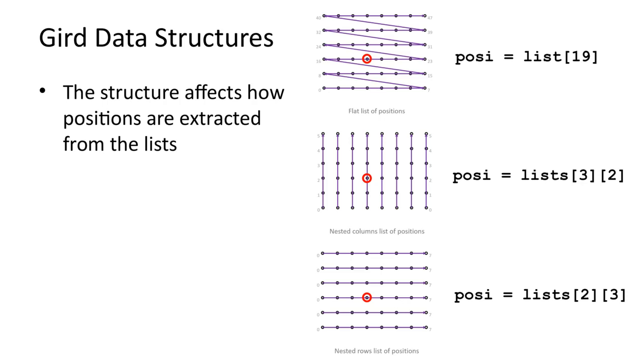With lists of columns, each column of positions is stored in a separate list. The 2 indices select the column, then the position in the column. So in the example, we select the 4th column, and then the 3rd position in that column. With lists of rows, each row of positions is stored in a separate list. The 2 indices select the row, then the position in the row. So in the example, we select the 3rd row, and then the 4th position in that row.